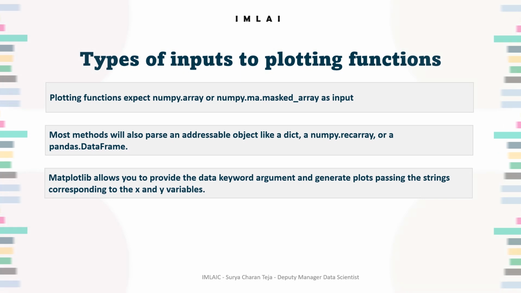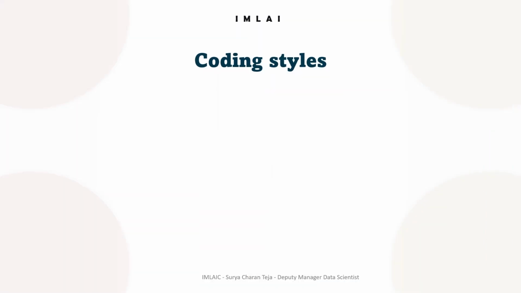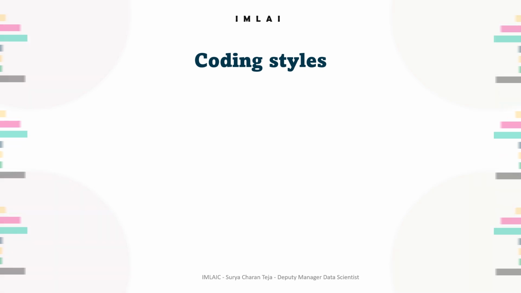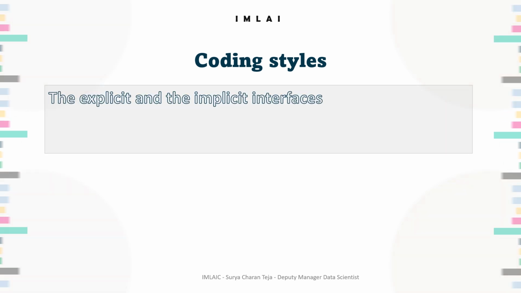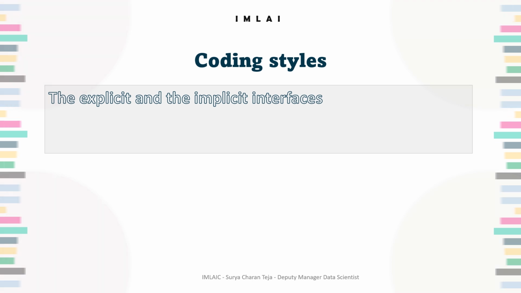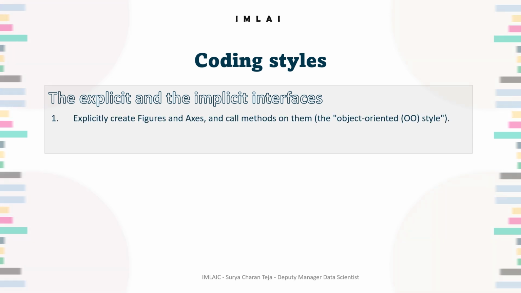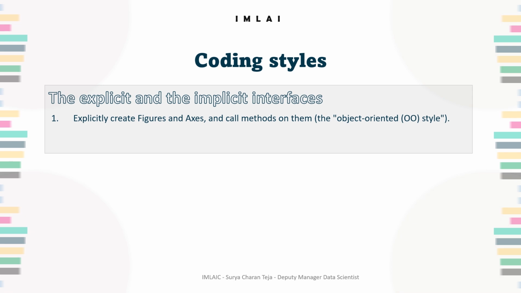Now let's look into the most important concept, the different types of coding or coding styles. As we have discussed earlier, there are two types of coding styles. These are basically called explicit and implicit interfaces. The first one is explicitly creating figures and axes and calling methods on them. That's called object oriented style.